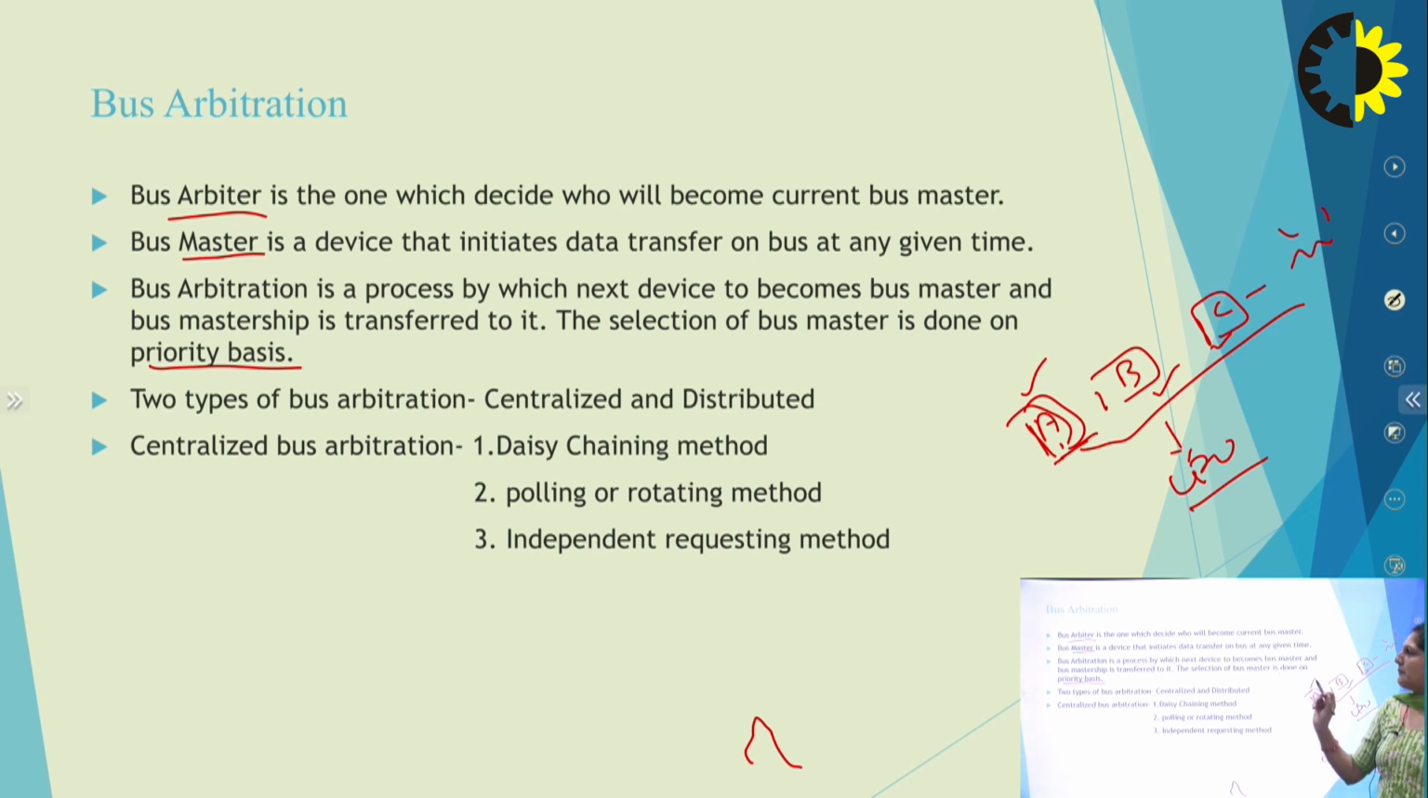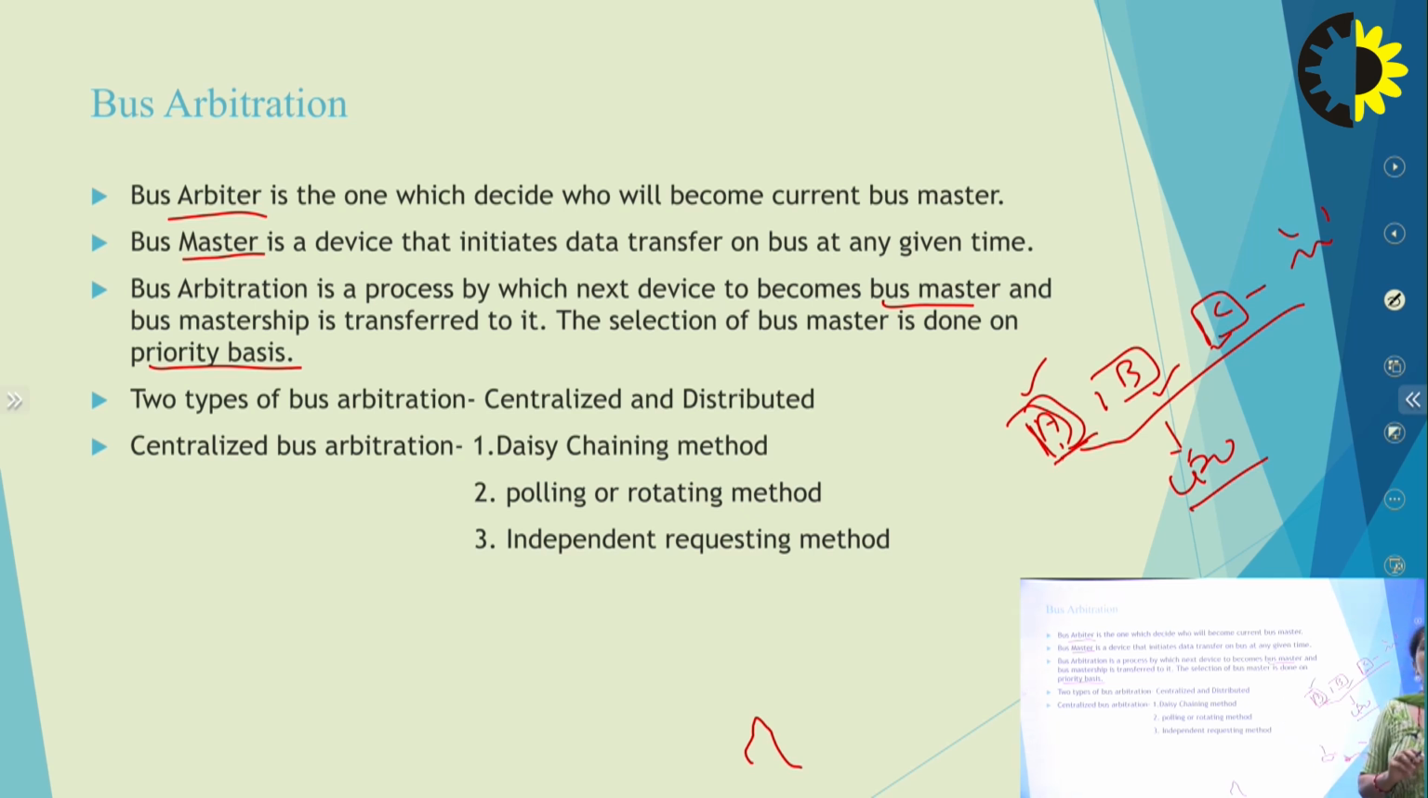So, bus arbitration is a process in which the bus arbiter decides who will become the bus master. The device that becomes the bus master is given bus mastership, and it is the only device that will communicate its data or perform its task with the help of the buses. The selection of the bus master is done on a priority basis.